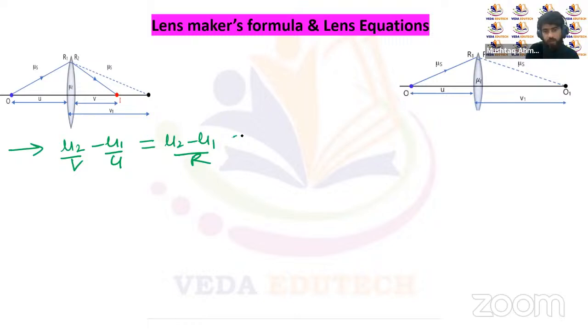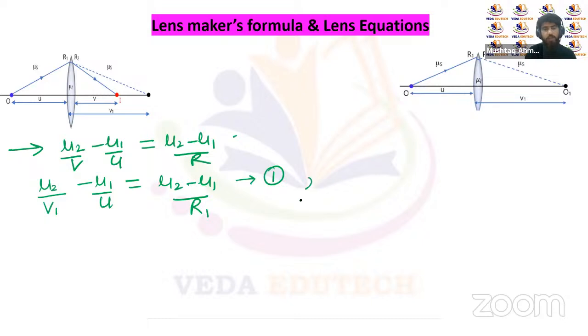Now let's apply this refraction formula at surface one. For the first surface, the radius of curvature is R1, and at this surface refraction will take place. Now let's suppose the image is formed at a distance of V1 from the optical center of this lens. So we can write mu2 upon V1 minus mu1 upon U, that will be equal to mu2 minus mu1 upon R1. Let's call this equation first.